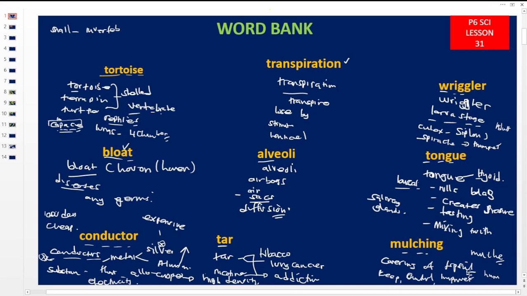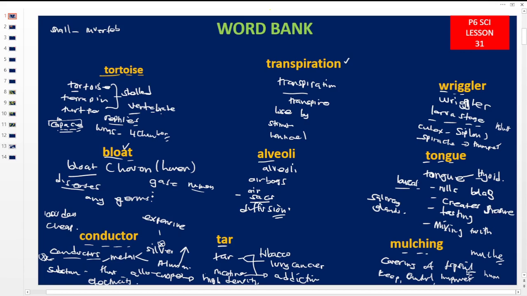So the bloat is not caused by any germ, but it is caused due to accumulation of gases in the rumen. Remember we said these animals are ruminants, they have four chambered stomachs. Now when these animals feed on succulent fruits like mangoes, pawpaws, pineapples, they produce gases within their rumen. The gases accumulate, then the rumen swells, and that is what we call bloat. So, accumulation of gases within the rumen of an animal as a result of feeding on succulent fruits.